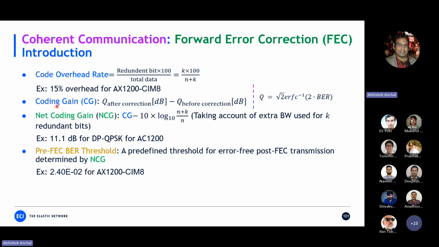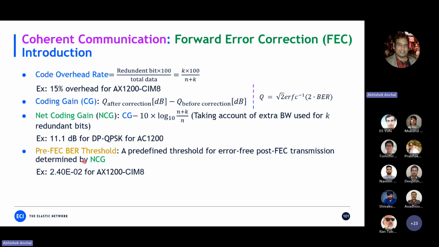So another term we use is called coding gain. Coding gain is related to how the BER is changed, and BER can be defined as a Q factor. So how the Q factor is improved after the FEC and before the FEC, that difference is called coding gain. But now remember, for the coding gain, we must also take care of the additional bandwidth we use for this overhead, non-information bits. So if you take account of that additional bandwidth we used, we call it net coding gain. So it's coding gain minus this value. And in most of the data sheets, you can see a value like 11.1 dB for a certain modulation format for some transceivers.